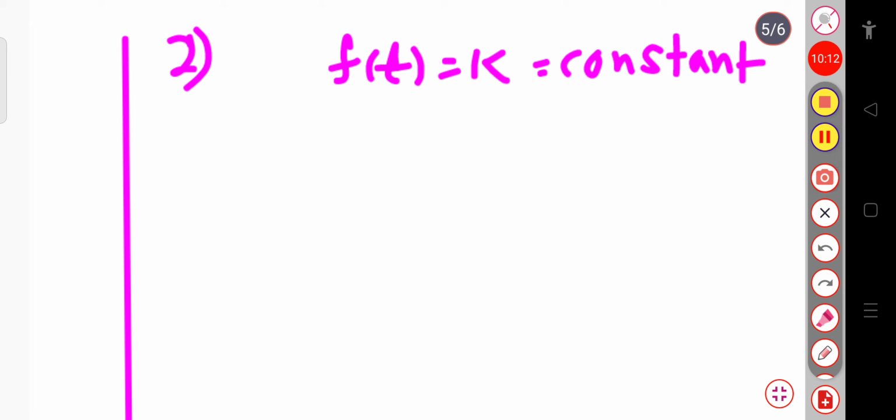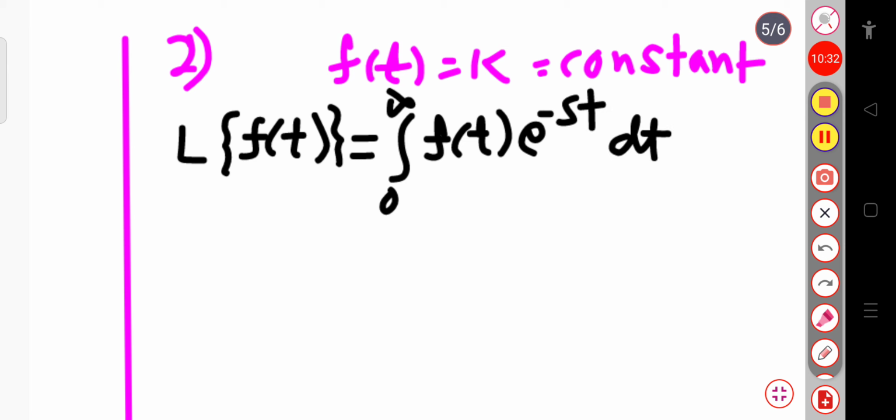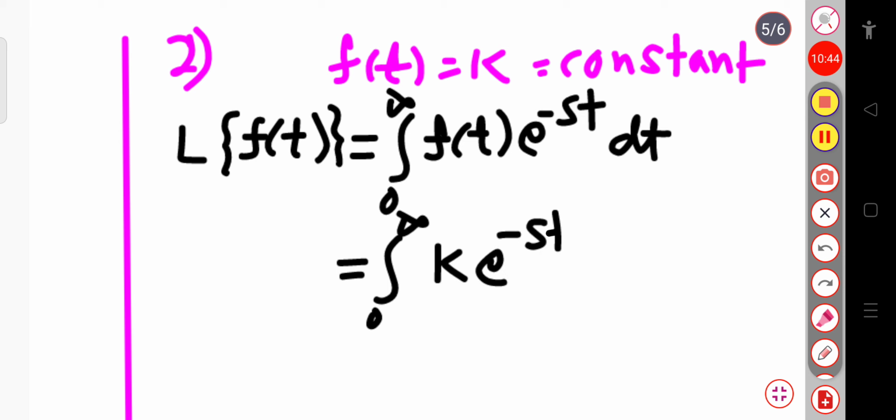Similarly here, the Laplace transform of f of t can be represented as, first I write the formula, integration from 0 to infinity of f of t exponential minus st into dt. Just try to solve it by yourself. This is equal to the integral from 0 to infinity, and in place of f of t I put k, a constant, into exponential minus st into dt.